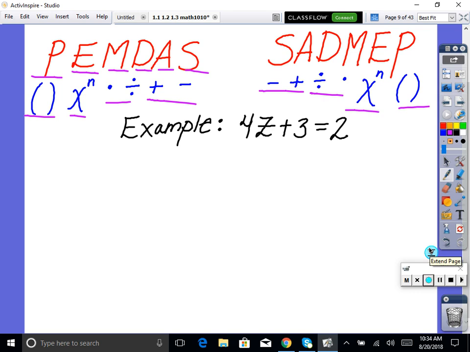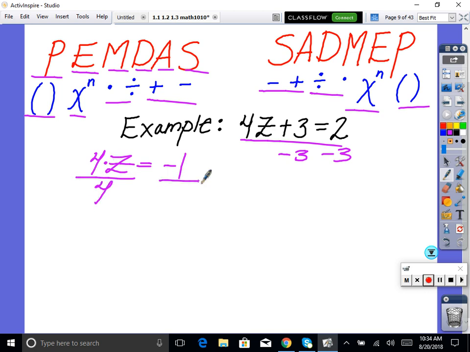Hey, look at this example. If I said solve for z, you would say, okay, I got to get z alone piece by piece. What would we do first? Minus 3. So we would have 4z equals -1. Then what? Yep, multiplication, division, so we divide by 4. Therefore, z equals -1/4. Everybody good? Yes.